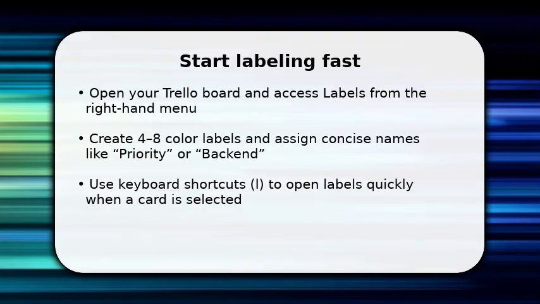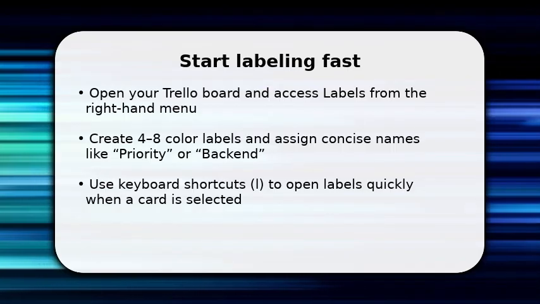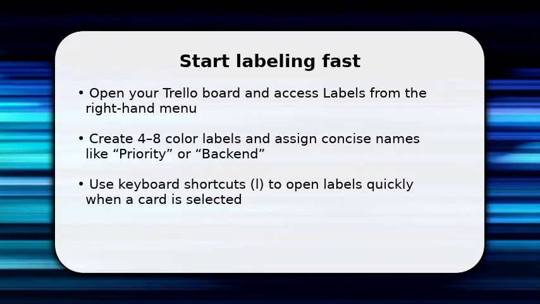You begin by opening the Trello board you'll use and selecting labels from the board menu. Create a handful of colors and give each a short, consistent name so teammates understand their purpose. Once done, pick a card and press L to open the label picker. Apply or remove a label with a click. Make sure to include at least one label for priority and one for status so your labeling system starts giving immediate organizational value.